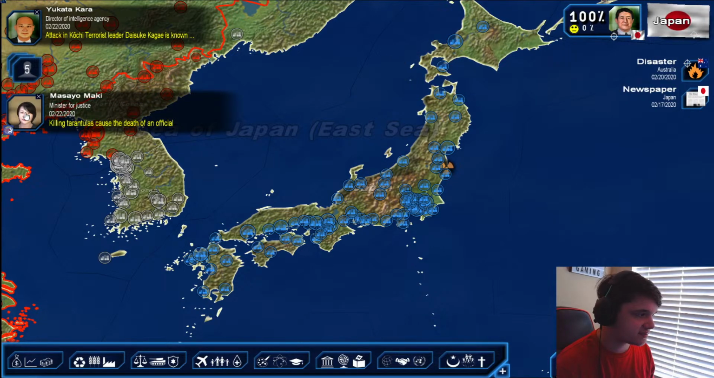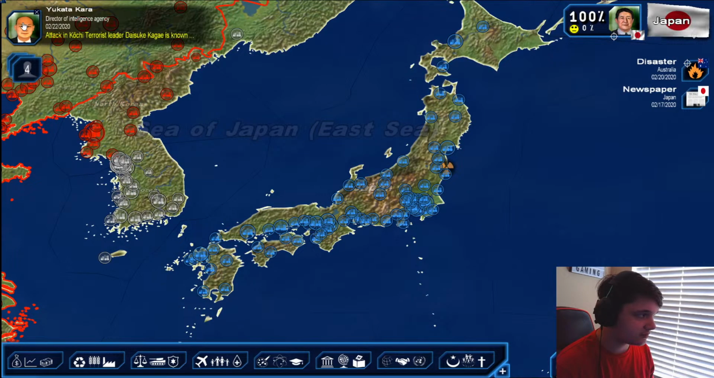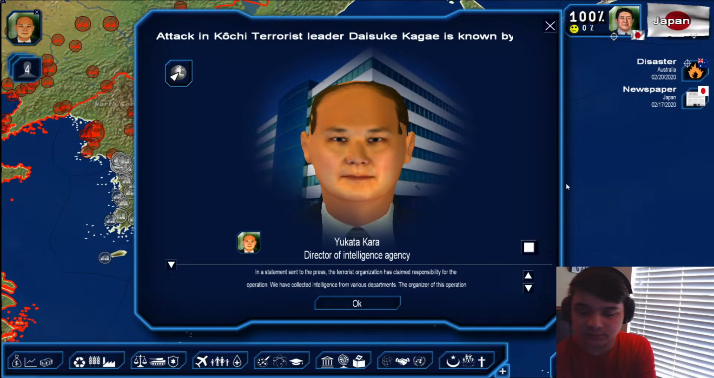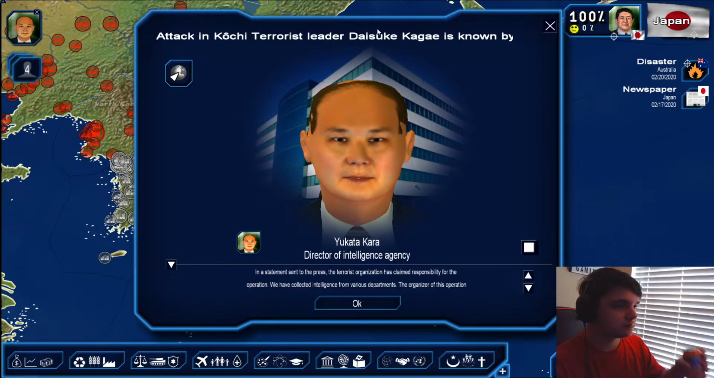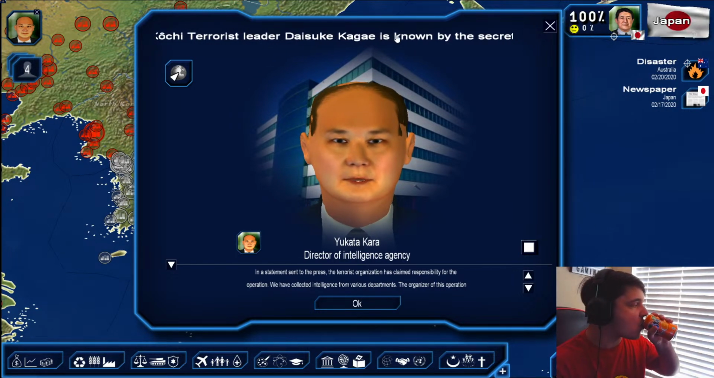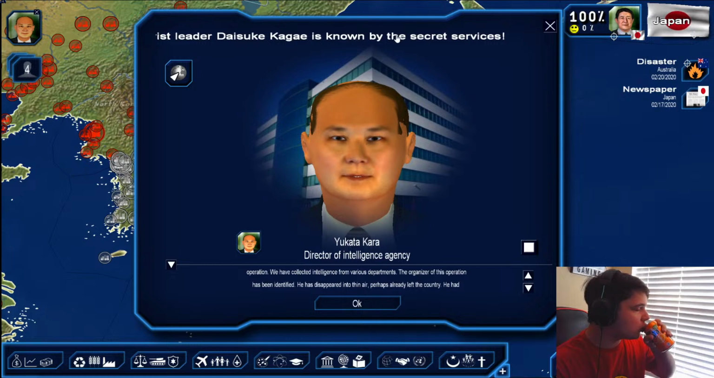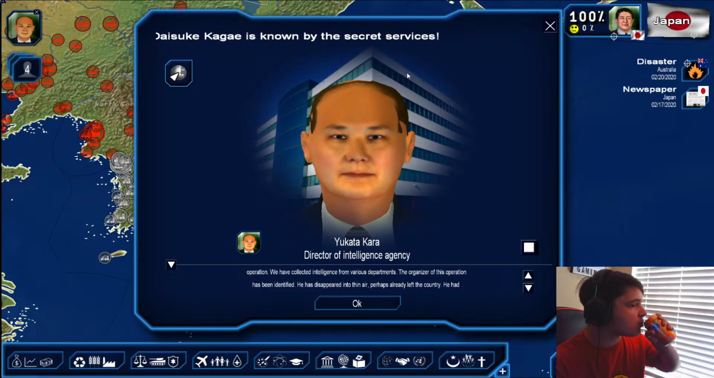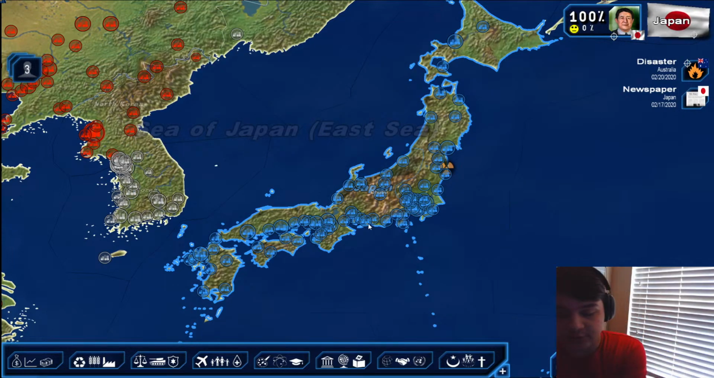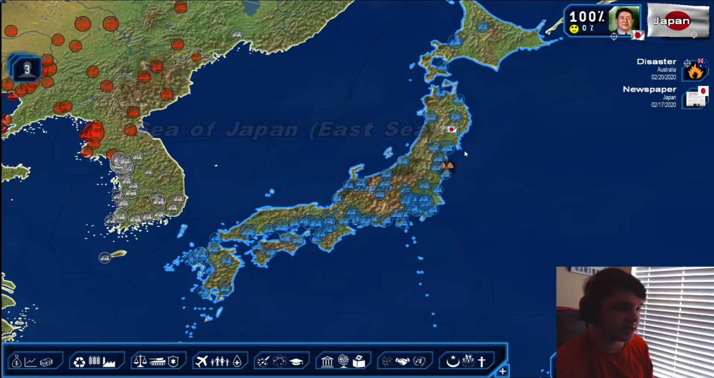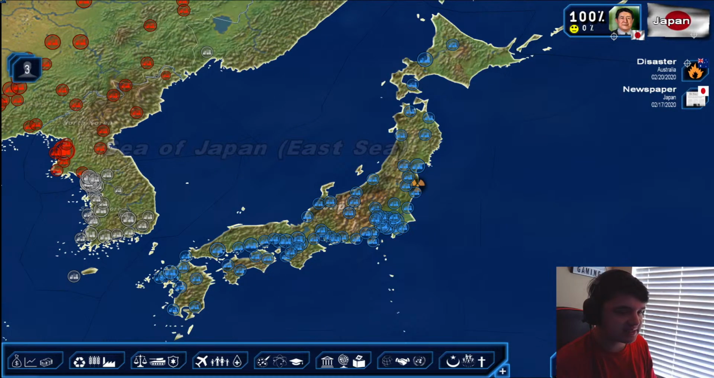Killing tarantulas causes the death of an official. In a statement sent to the press, the terrorist organization has claimed responsibility for the operation. We have collected intelligence from various departments. I don't understand how he was known. Yeah, he was like on the radar, but I never launched an investigation of him.